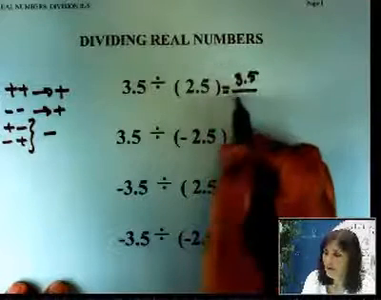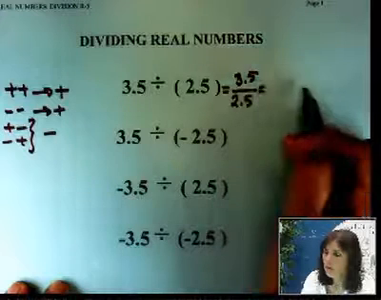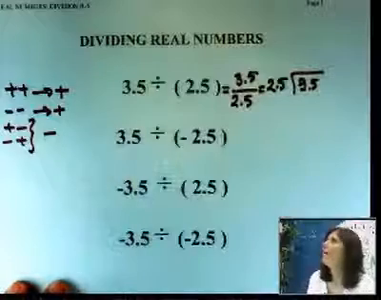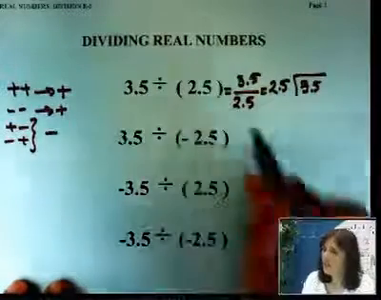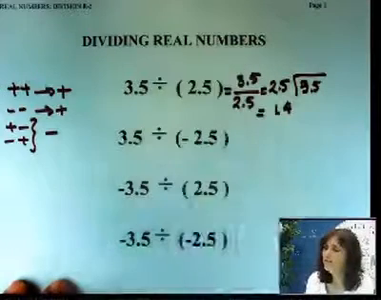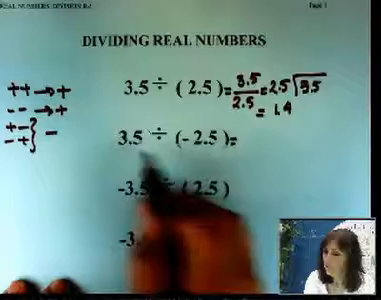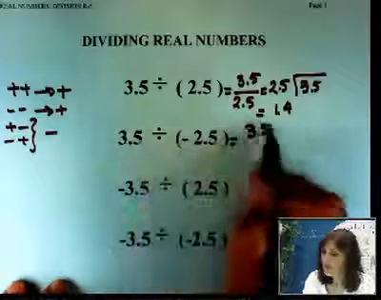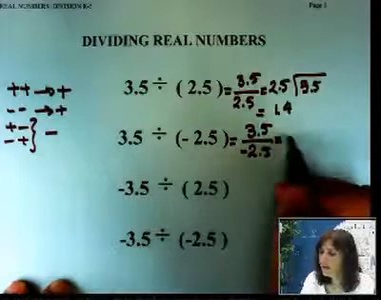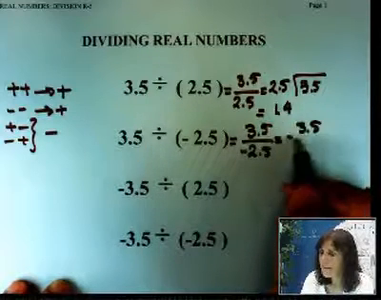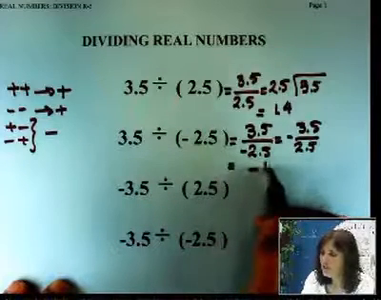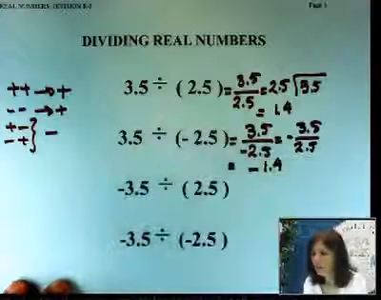3.5 divided by 2.5, or 3.5 divided by 2.5, they are all the same. So these two guys are positive, so the answer is going to be positive, and that is 1.4. Same way, positive with a negative, I can write like this, and I can write like that. But the answer is going to be negative, and it's going to be the same number, but with a negative sign.